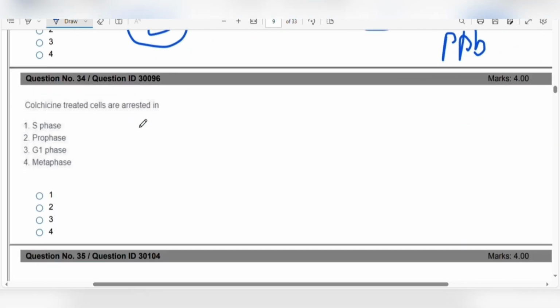Colchicine treated cells are arrested in. This is a very easy general agriculture question. I think all of you know this, and you might have read it multiple times in any book, say Nimrod Sunda, Arun Katyayan, SR Kantoa, any standard general agriculture book will have this question for sure. Colchicine is used for arresting cell division. As you know, it is called a cell division arrestor, and these cells are arrested in metaphase.